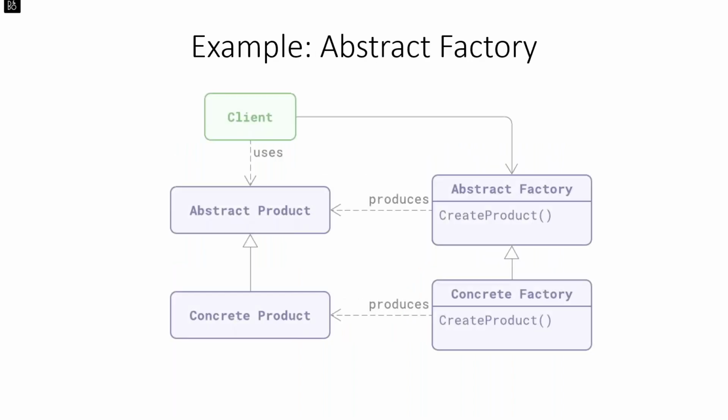I'll give you an example, an abstract factory. Why do you want to have an abstract factory in your code? You see, you have the client which is using an abstract product, applying an abstract factory to construct it. Behind the scenes, there will be a concrete factory injected, which is creating a concrete product. Why do you want this?